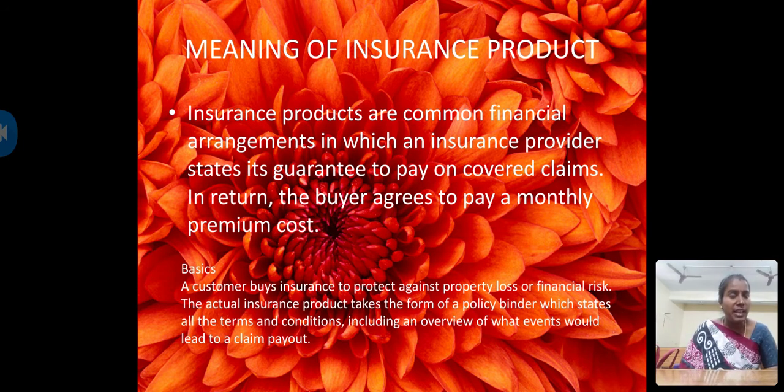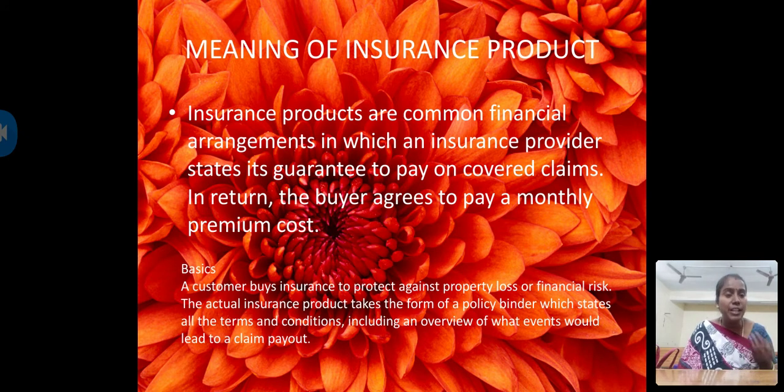A customer buys insurance to protect against property loss or financial risk. The actual insurance product takes the form of a policy binder, which states all the terms and conditions, including an overview of what events would lead to a claim payout. It may be property risk or financial risk, in situations such as education, sending children abroad, construction, or marriage, any type of event.